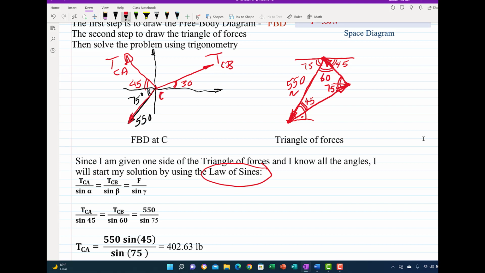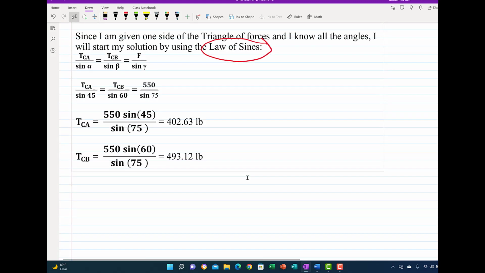Okay, let's name this one TCB, and this one TCA. So I have TCA facing the angle 45, or we call it sine alpha, and then TCB facing the angle 60, and then I have the 550 facing the angle 75. So let's put the numbers here.